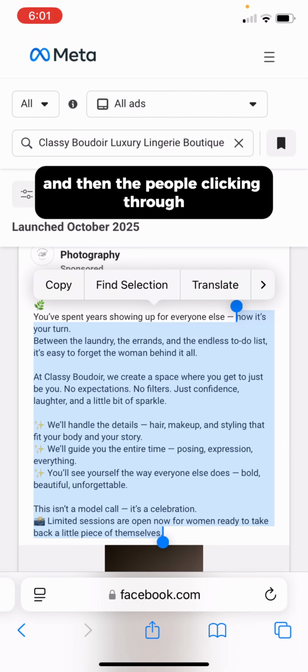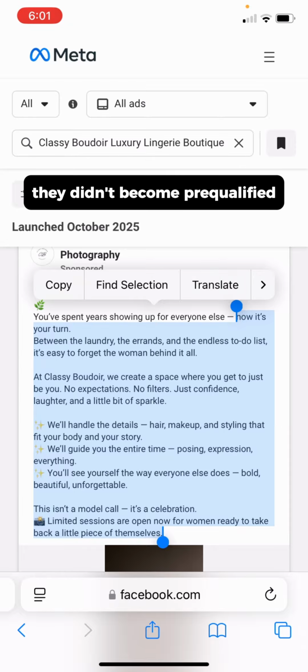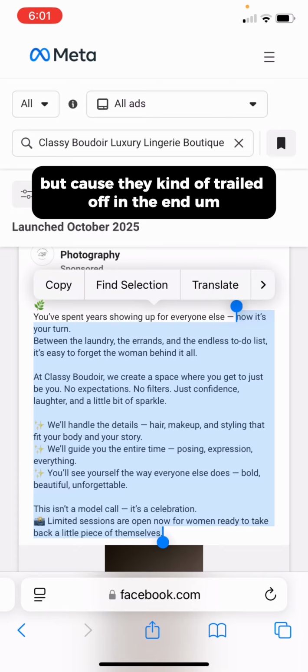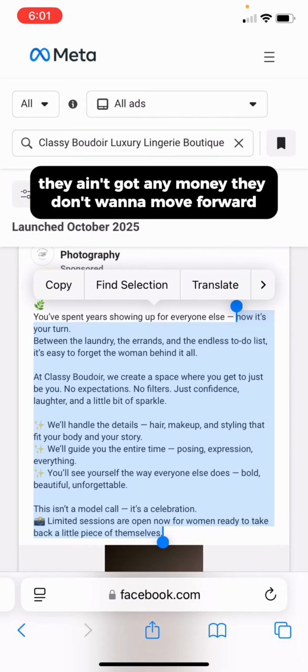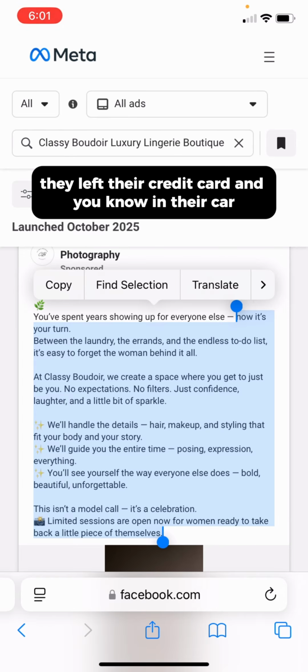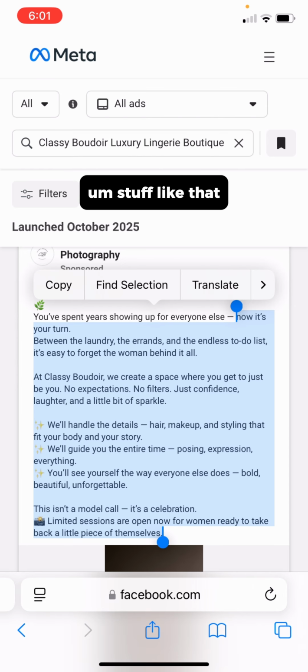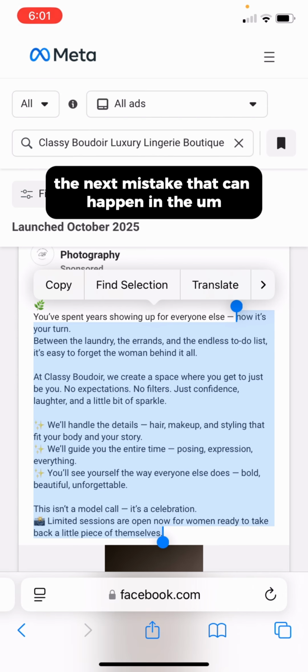And then the people clicking through, if they book, they're low quality leads. They didn't become pre-qualified, because they kind of trailed off in the ad. So low bookings, unqualified, they ain't got any money. They don't want to move forward. They left their credit card in their car. Stuff like that.